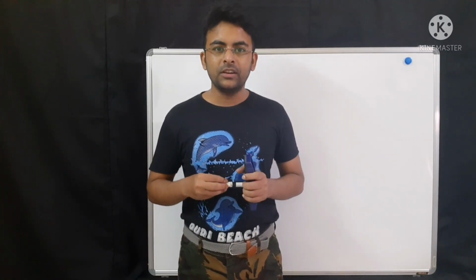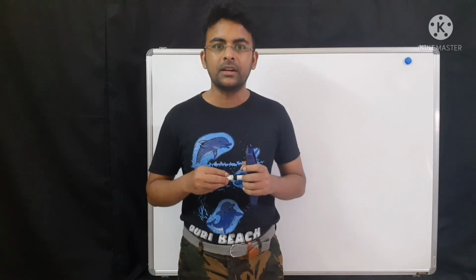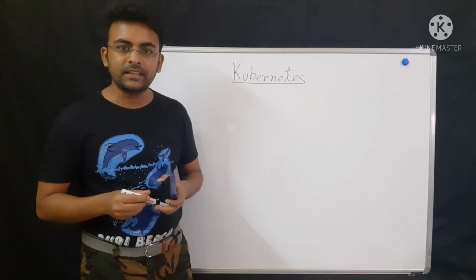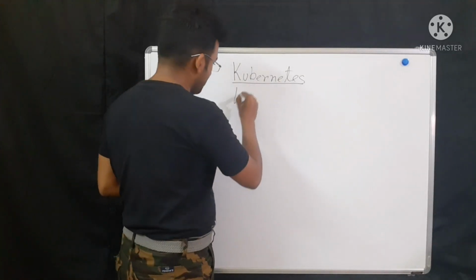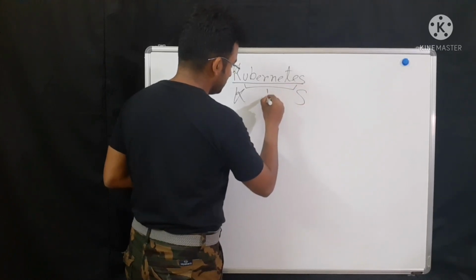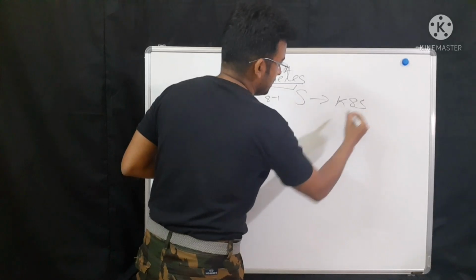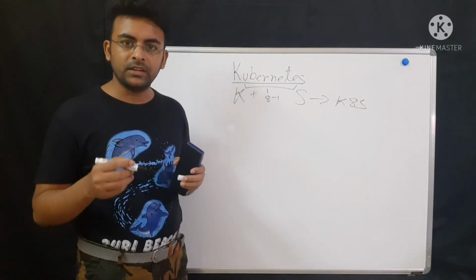In this video, I am going to tell you about what is Kubernetes, what is the need of Kubernetes, and what is the basic structure of Kubernetes. So Kubernetes is called K8s. K comes from here, S comes from here, and this is 8 characters long. So that's why K8s. Kubernetes is a container orchestration tool.